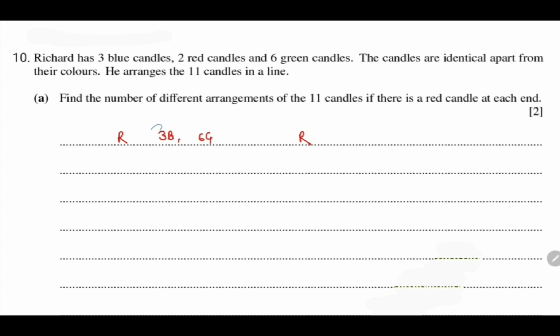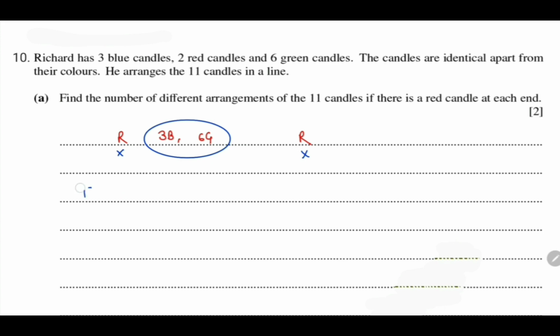So if I ask you, see, red candles are fixed. They cannot even interchange because they are identical. So now I can arrange the remaining nine candles, 6 plus 3, 9 candles in the middle in how many ways?